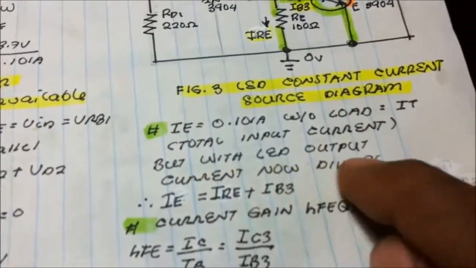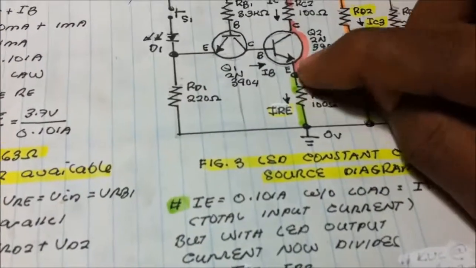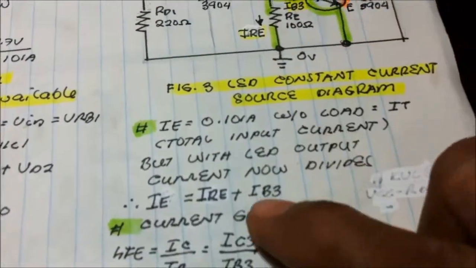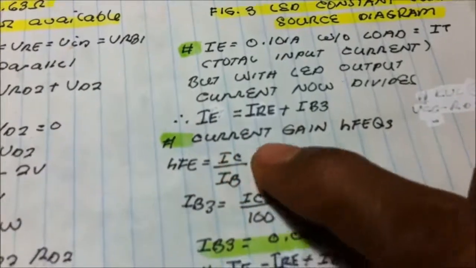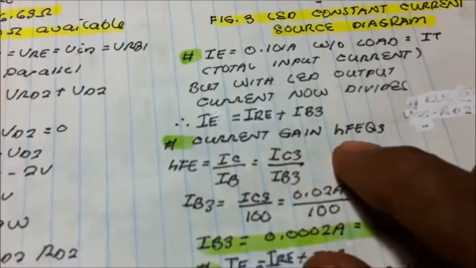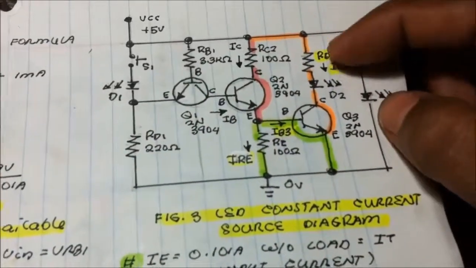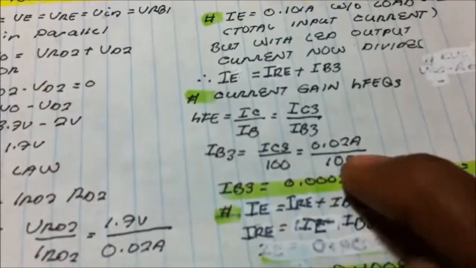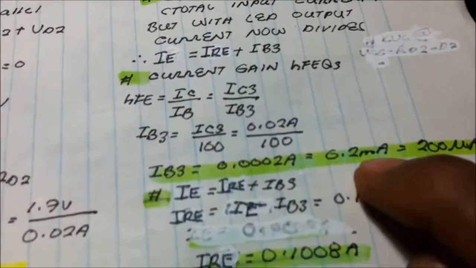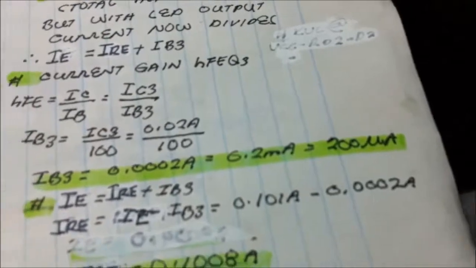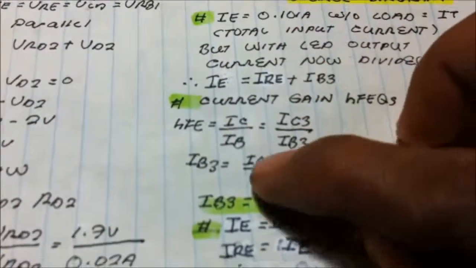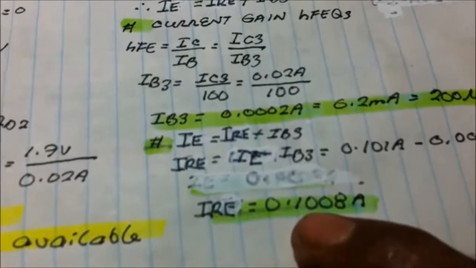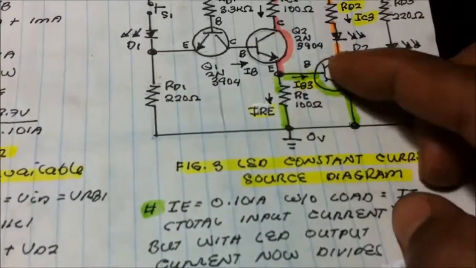Now, but with LED output, current now divides. So IE now, the IE is equal to current at the RE plus the base current of the transistor. Now, using the current gain formula, since we know the collector current is 20 milliampere in the case of LED, or 0.02 ampere divided by the HFE 100, we get the base current of 0.2 milliampere or 200 microampere. And now if you're going to compute for the values of the current at the emitter resistor, you get 0.1008 ampere. The current divides.